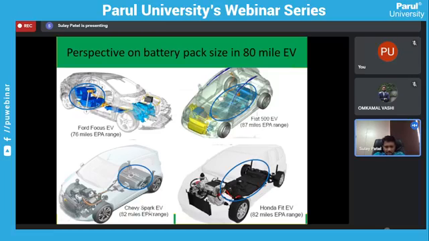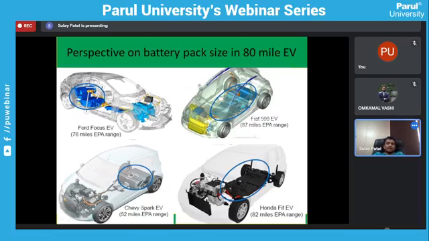The Chevrolet Spark EV runs 82 miles. See the size of this particular battery. The Honda Fit EV also runs 82 miles. See the size of the battery.